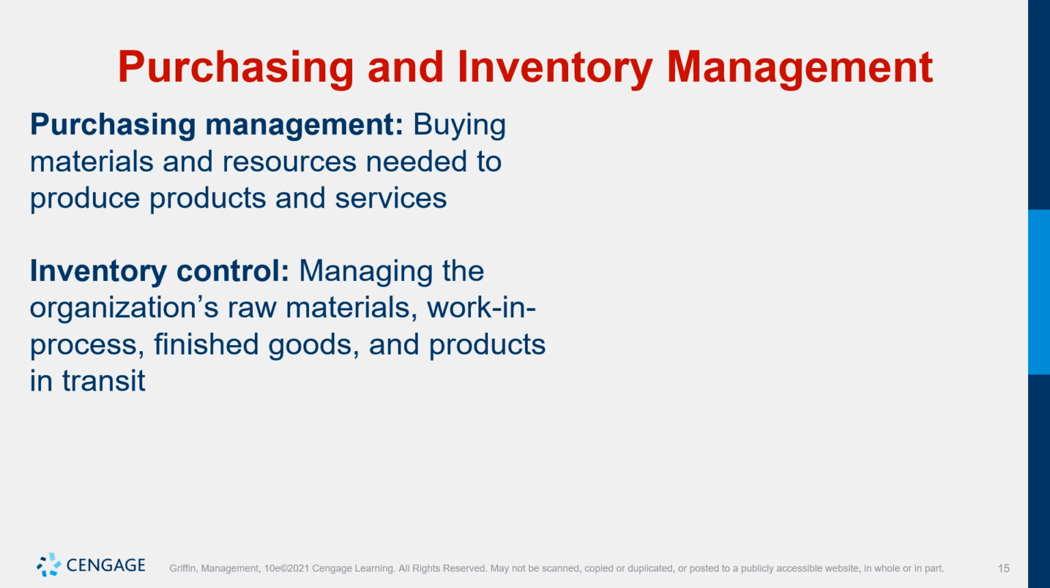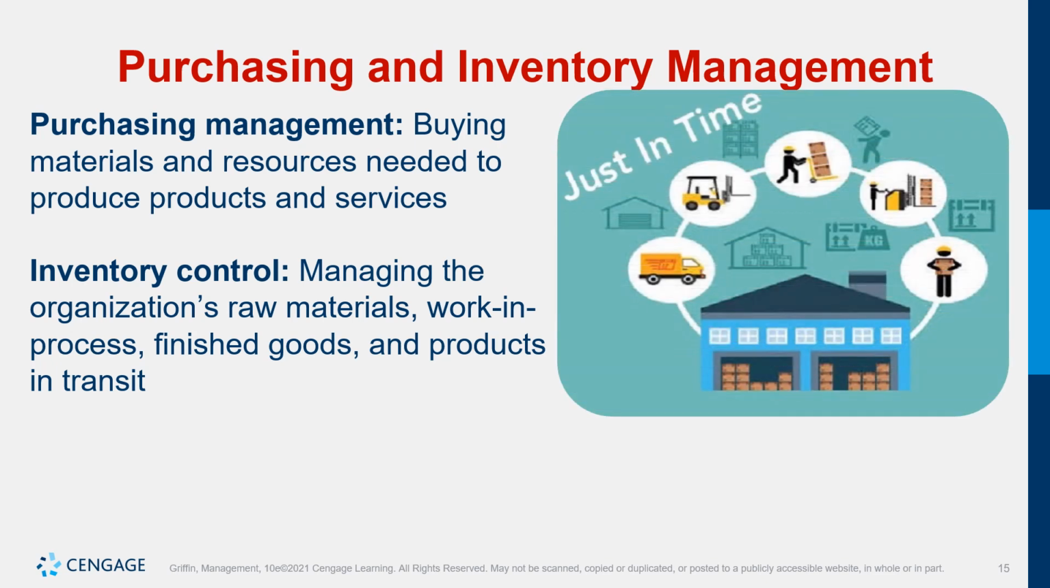Many organizations have recently changed their approaches to purchasing as a means to lower cost and improve quality and productivity. In particular, rather than relying on hundreds or even thousands of suppliers, many companies are reducing their number of suppliers and negotiating special production and delivery arrangements. Inventory control manages the organization's raw materials, work in process, finished goods, and products in transit. Each type of inventory is managed by different methods for different purposes and has a different source of control.